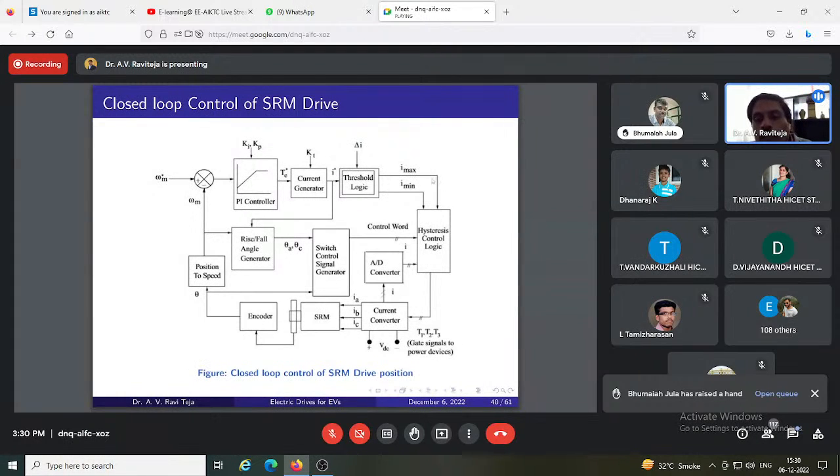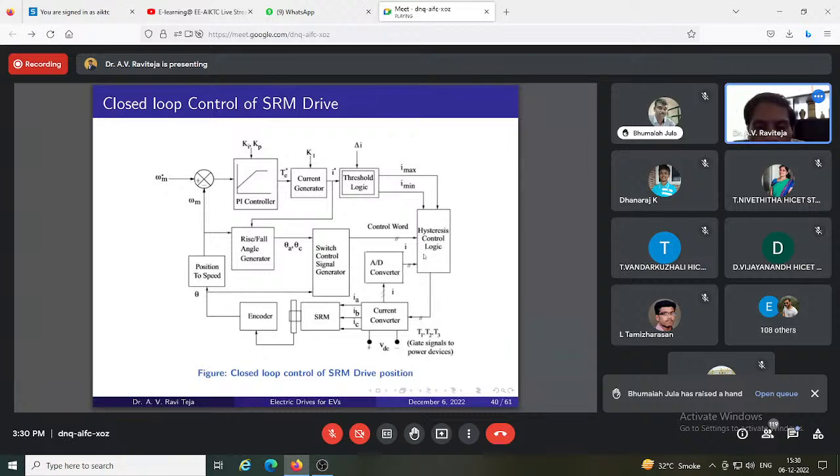Then this current I can give using a hysteresis controller, which will try to keep the actual current within a certain band around this I reference. So that band we select based on the switching frequency available and other factors as well. So you decide.